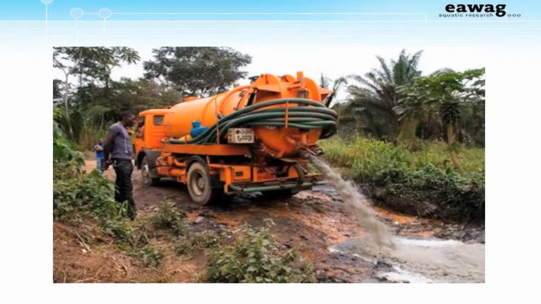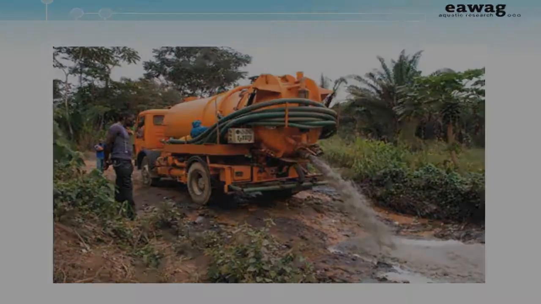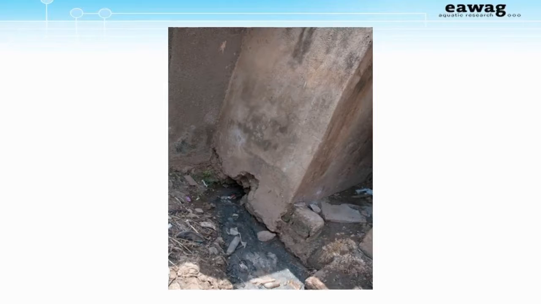This is Yaoundé, Cameroon, a city of almost 2 million people where there is almost zero fecal sludge or wastewater treatment. And this is in Kampala, where in the rainy season, pit latrines are often broken at the base like this to empty the fecal sludge.